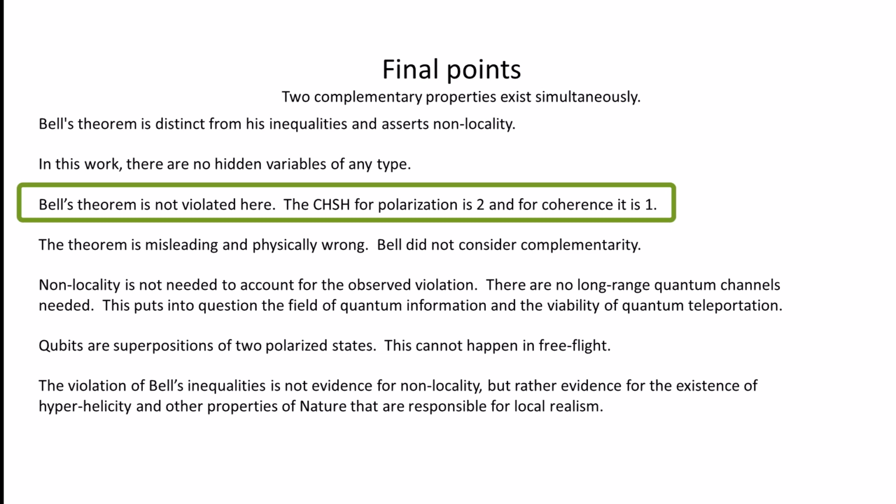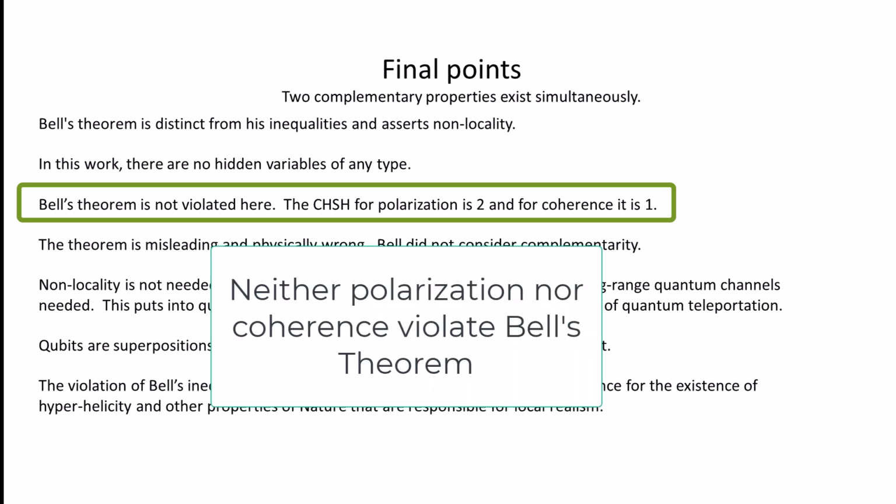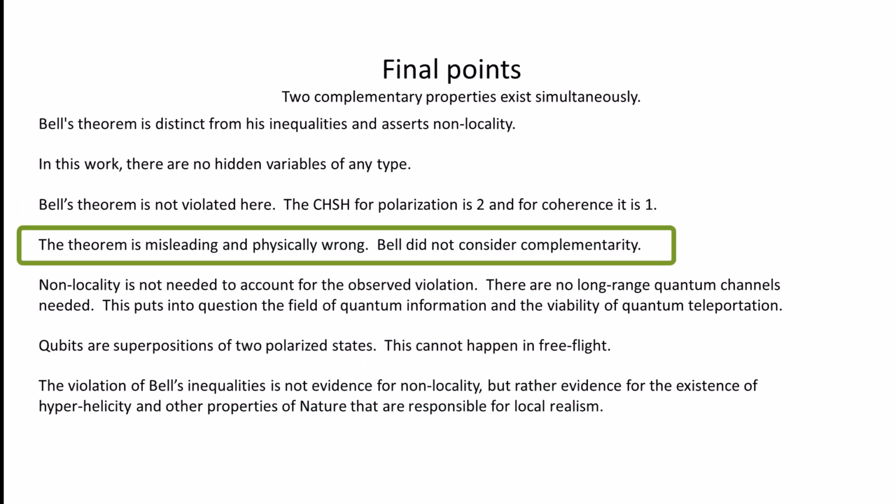The CHSH value for polarizations is 2, and for coherence it is 1, so neither violates the theorem. We can apply the theorem to each complementary aspect because they are distinct properties. The theorem is misleading and physically wrong. Bell did not consider complementarity.